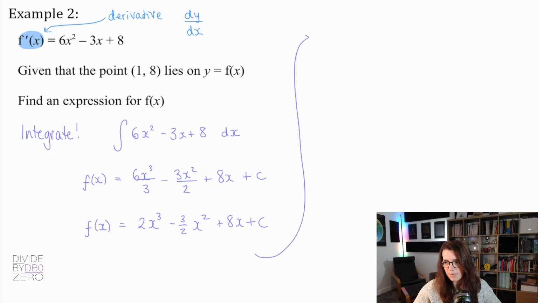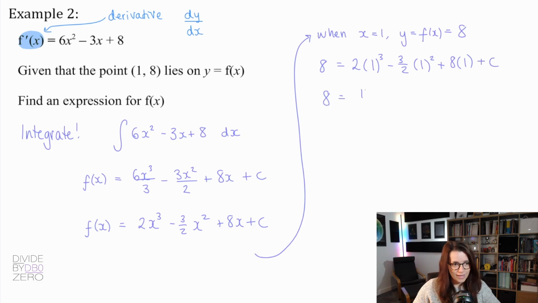And then don't forget we're given some information in the form of a coordinate that lies on the curve. So we can substitute this information in to find out what c is. So when x is 1, we're told that y, which is the same as f of x, is equal to 8. Therefore, if we substitute those numbers in, we'll get 8 equals 2 times this minus 3 over 2 times this plus this. We can then simplify and rearrange to find out what c is. Turns out to be minus 1/2. Therefore, you can put everything together for your final answer and say f of x is equal to 2x cubed minus 3 over 2 x squared plus 8x minus 1/2.